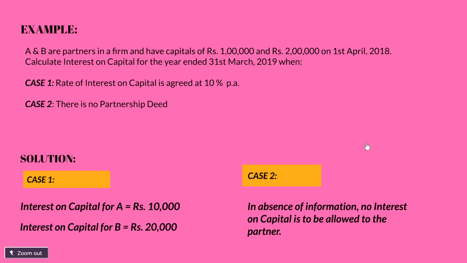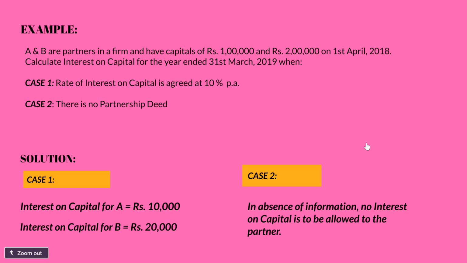I'll illustrate this by means of an example. A and B are partners in a firm and have capitals of rupees 1 lakh and rupees 2 lakh on 1st April 2018. We are asked to calculate the interest on capital for the year ended 31st March 2019 when case 1 says the rate of interest on capital is agreed at 10% per annum and case 2 says there is no partnership deed.